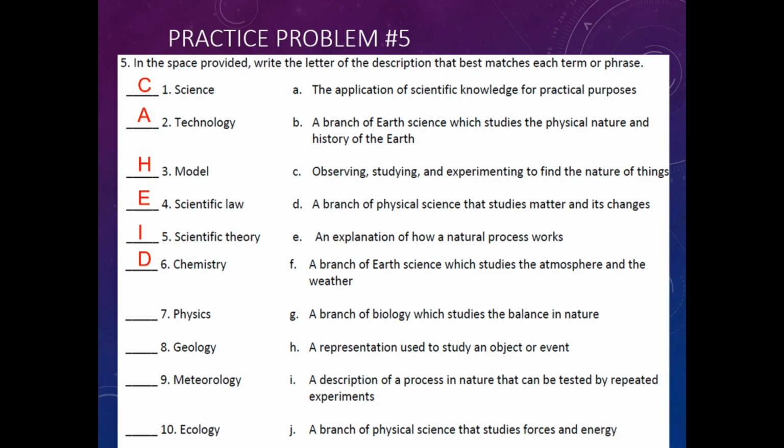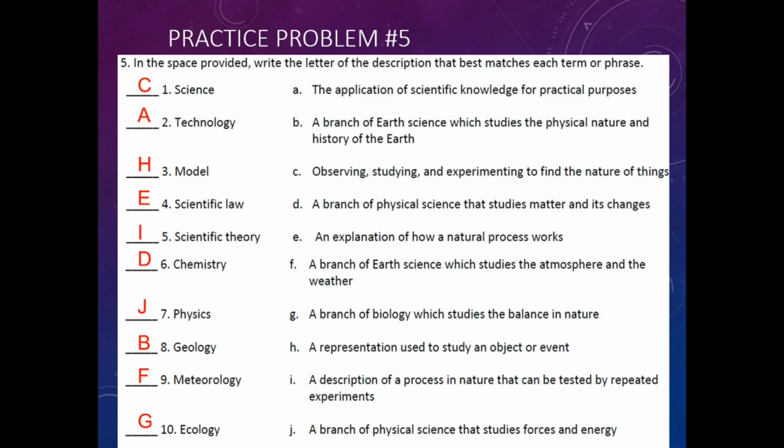Physics, which is what we're going to cover next semester, number 7, is the letter J, a branch of physical science that studies forces and energy. Number 8, geology, is going to be the letter B, a branch of earth science which studies the physical nature and history of the earth. Number 9 is going to be letter F, a branch of earth science which studies the atmosphere and the weather. And by process of elimination, last but not least, is ecology, letter G, a branch of biology which studies the balance in nature.